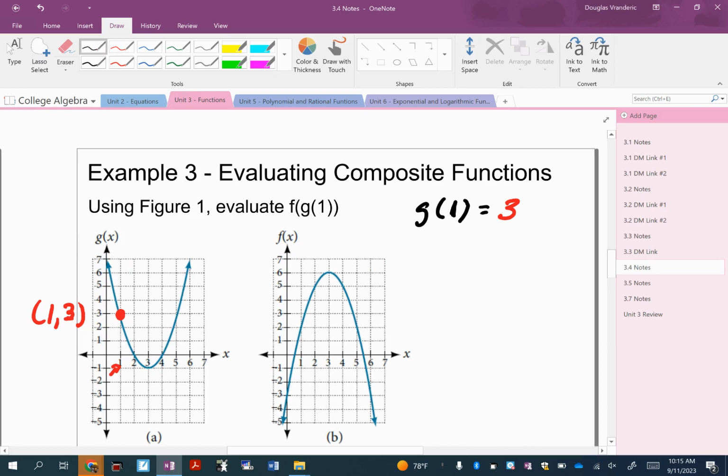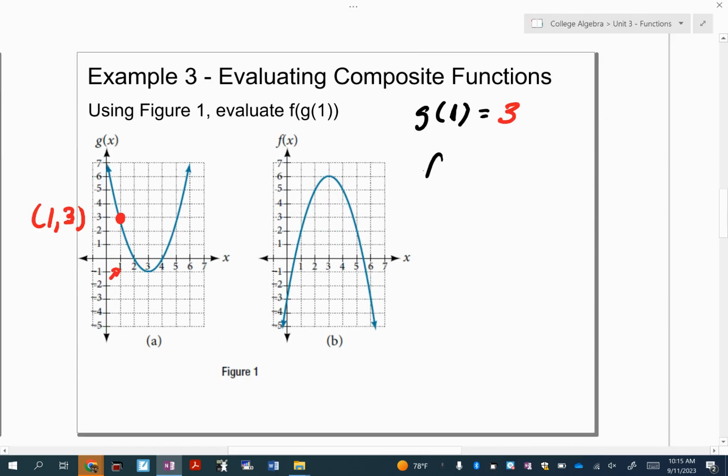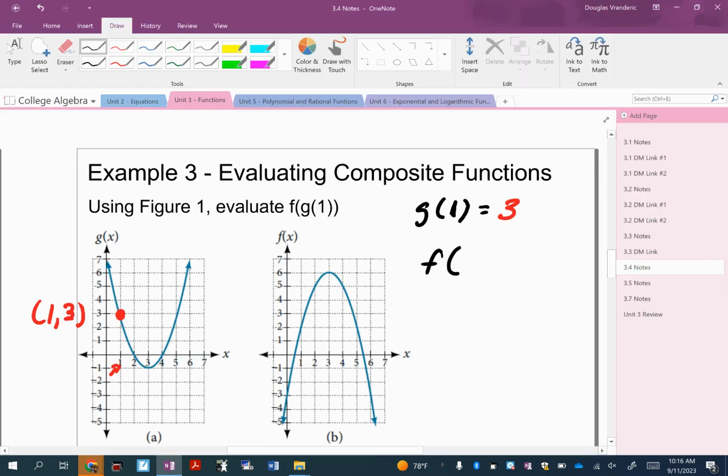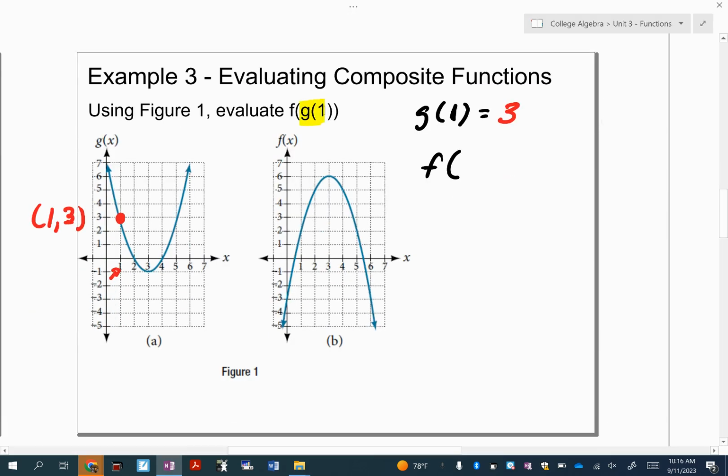So again, I'm not done. I'm not saying the answer to this is 3. But now when I do f of my value, see if this will help. This whole thing, g of 1, is 3. So I can replace that g of 1 with just f of 3. All right, so go to my f function. Here's 3. 3 looks to be actually the maximum because that's 3 comma 6. And so I get 6. So to write down the whole thing, f of g of 1 is 6.